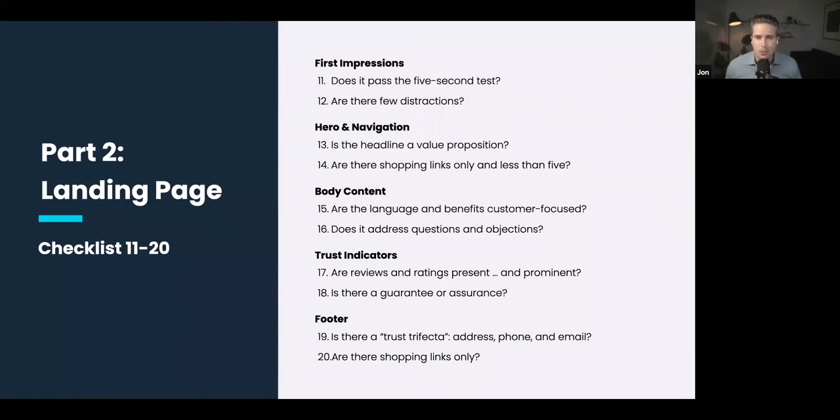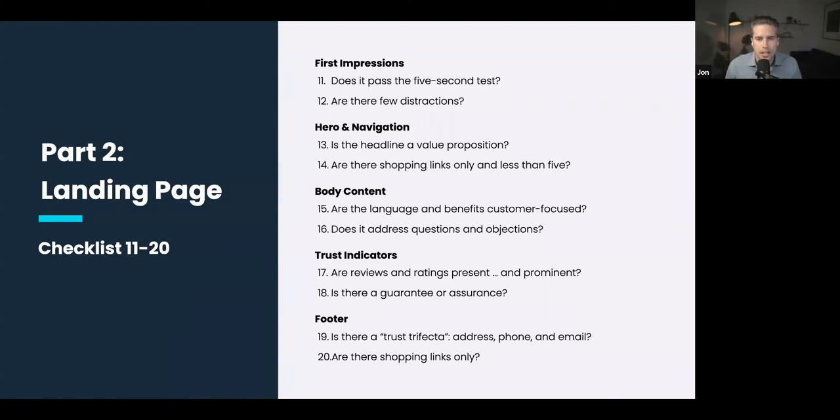Really want to see what we call the trust trifecta. Do you have the address, a physical address, a phone number, and an email address in your footer? Talking about social proof, I'm going to give my money to somebody I know I can track down, right? Much more readily than somebody who I can't. So don't hide from your customers. I promise you, no one's going to come knocking on your door. And if they do, they probably want to buy something from you, right?